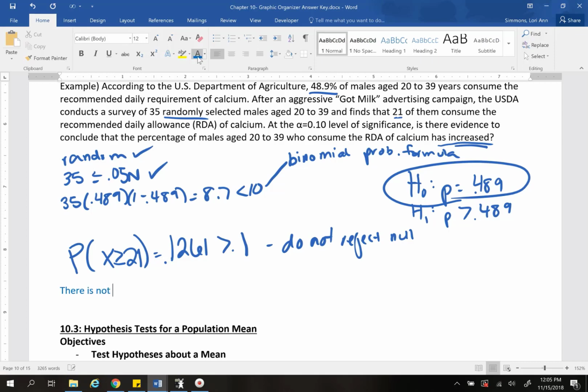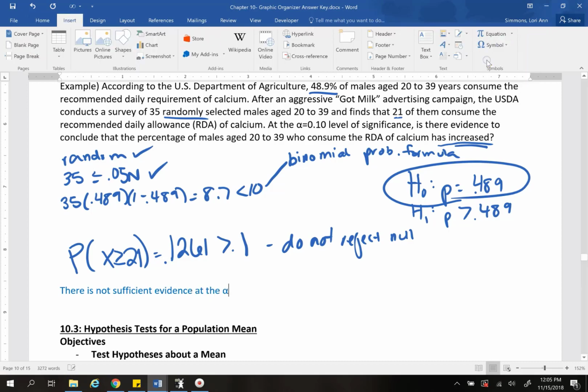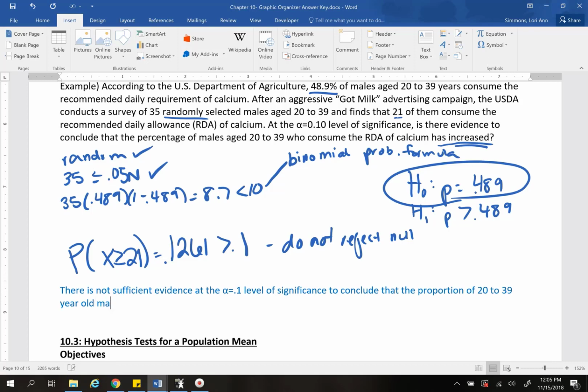So there is not sufficient evidence at the alpha equaling 0.1 level of significance to conclude that the proportion of 20 to 39-year-old males who consume the recommended daily allowance of calcium has increased.